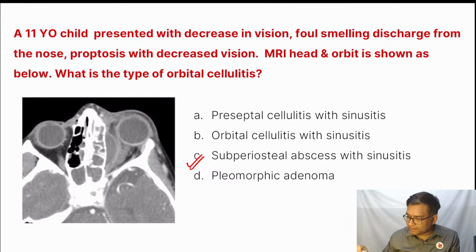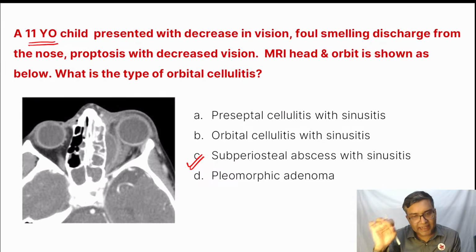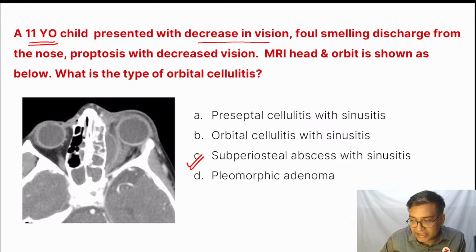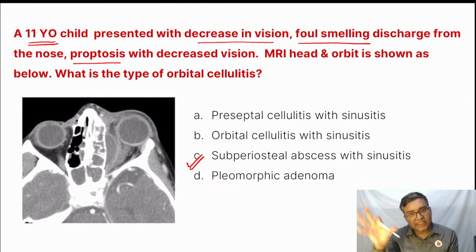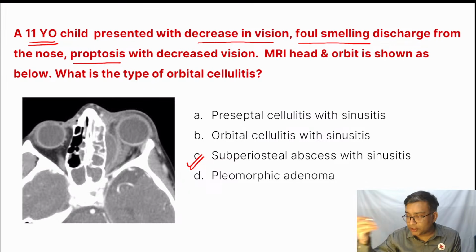Okay, so what is basically happening here is that the patient is having an orbital cellulitis. What are the various important hints that are telling us that the patient is having an orbital cellulitis? The patient is having a decrease in vision, there is a foul smelling discharge, and there is proptosis. Okay, so these are the various signs that you can see which are basically pointing towards the diagnosis of orbital cellulitis.